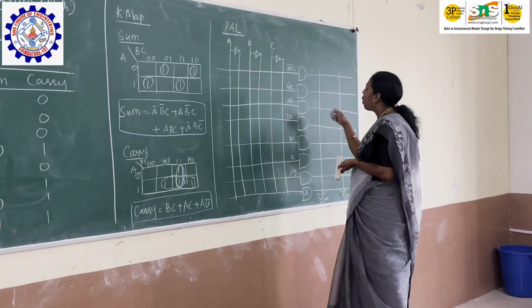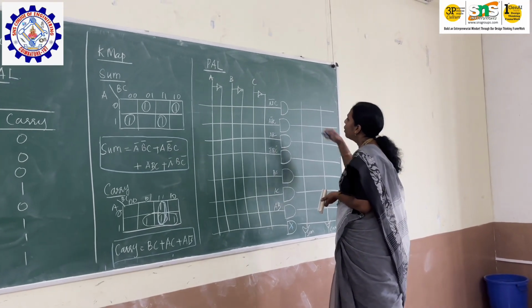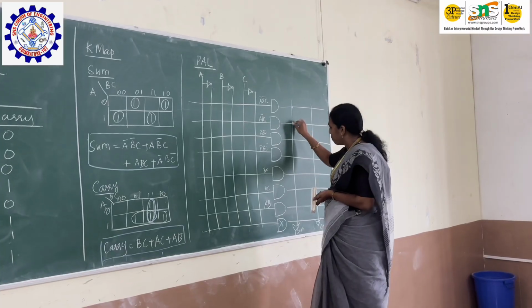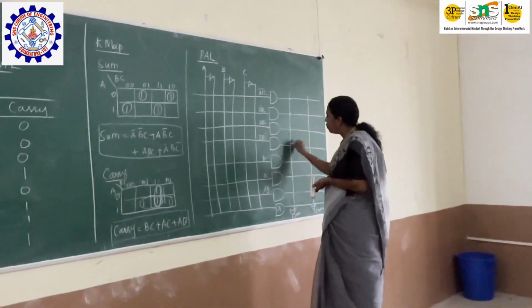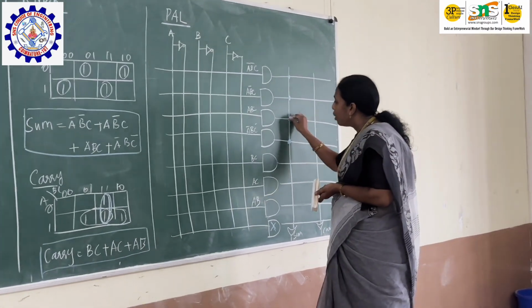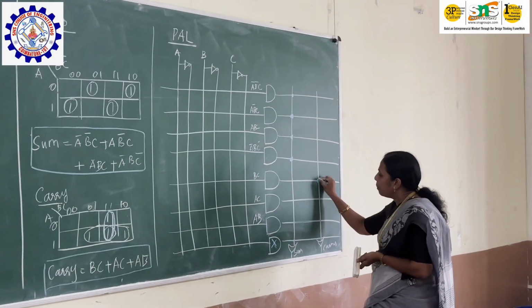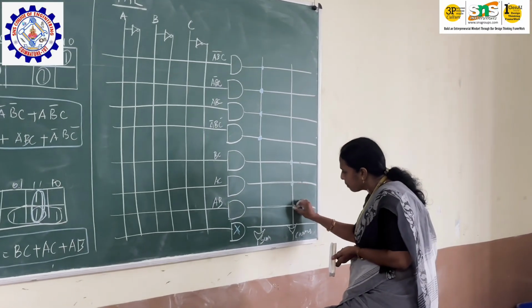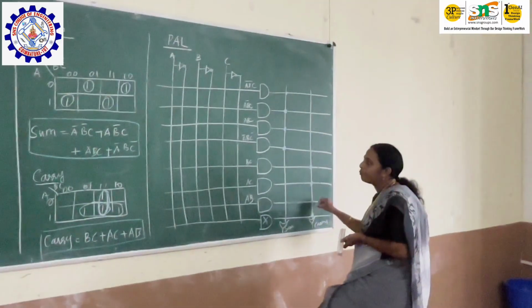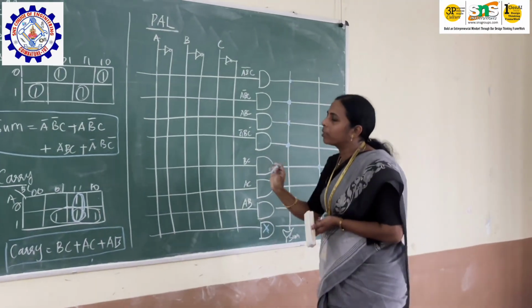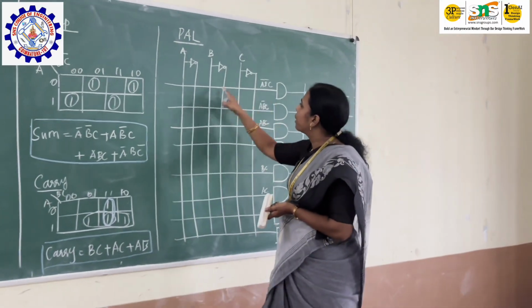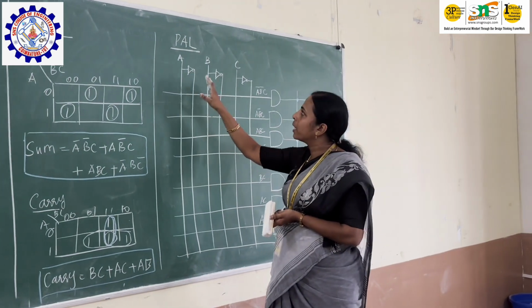And see, the OR gates are fixed, so we will be fixing it. For sum, these are the 4 AND gates which are fixed. We will not fuse it, we will be fixing it. And for the carry, we will be fixing it too. If we fuse, we will be marking a cross. Here we don't fuse it. Now we can fuse the AND inputs, as it is programmable in the case of PAL.